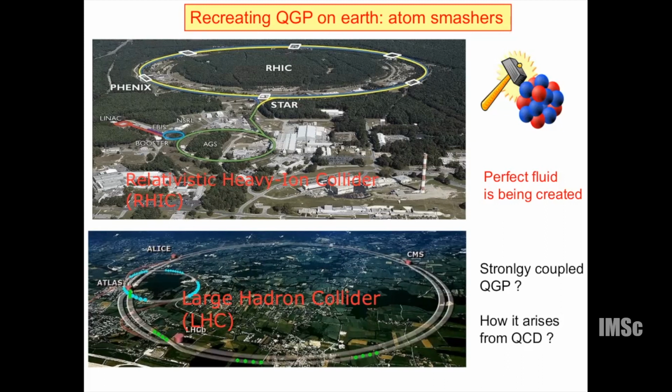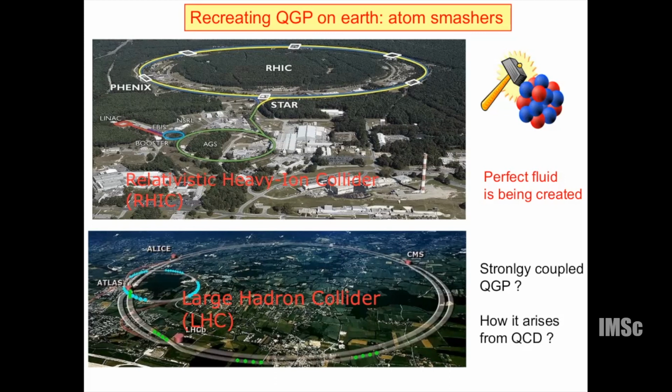So contrary to the naive expectation, which is certainly true in the asymptotic limit when you go to very high temperature, at the temperatures which you could achieve in these collider experiments, the quark-gluon plasma is strongly coupled. And of course, the question for lattice QCD calculations is how this strongly coupled plasma arises from first principles.